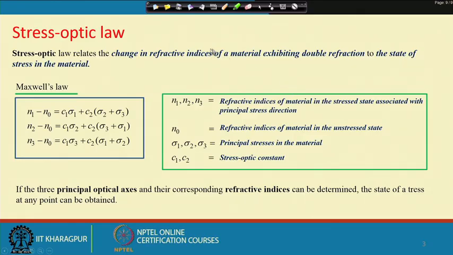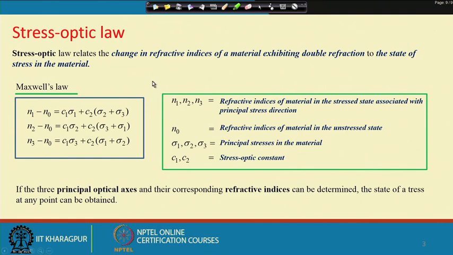Welcome. So, this is the last lecture of module 11 where we are discussing photoelasticity. Photoelasticity is essentially an experimental stress analysis technique. What we have learned is Maxwell's law of stress, which relates the stresses and the refractive indices. It states that the change in relative refractive indices is essentially proportional to the relative principal stresses.